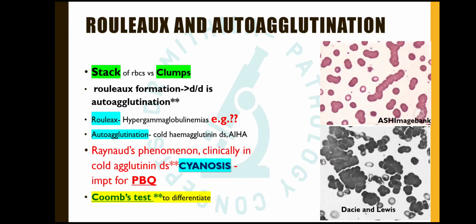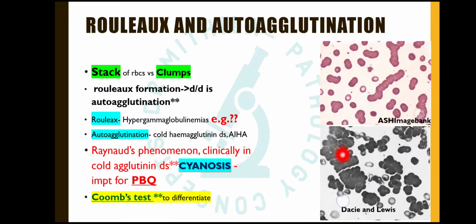Hello everyone, coming to the concluding part of RBC morphology variation. Next topic is rouleaux and autoagglutination. So rouleaux is when the RBCs are arranged as a stack, one over the other. This is the rouleaux formation. And in autoagglutination there are clumps of RBCs.